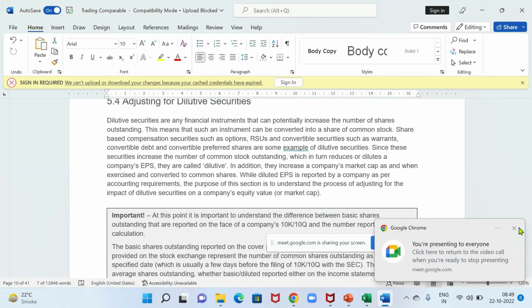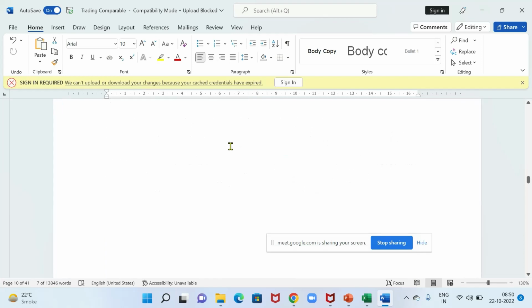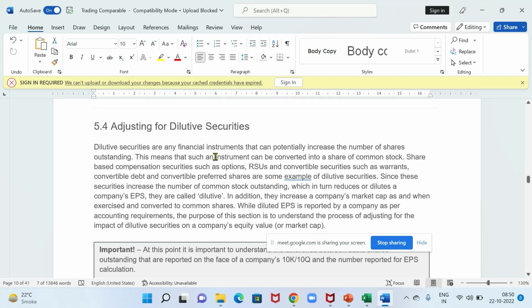Sorry for that quick break. Basically, adjusting for dilutive securities. As discussed above, when you are looking for outstanding shares, we always need to compute all the securities which are dilutive in nature and factor them in while computing the market cap of the company. As the definition suggests, dilutive securities are financial instruments that can potentially increase the number of shares outstanding. This means that such an instrument can be converted into common stocks.